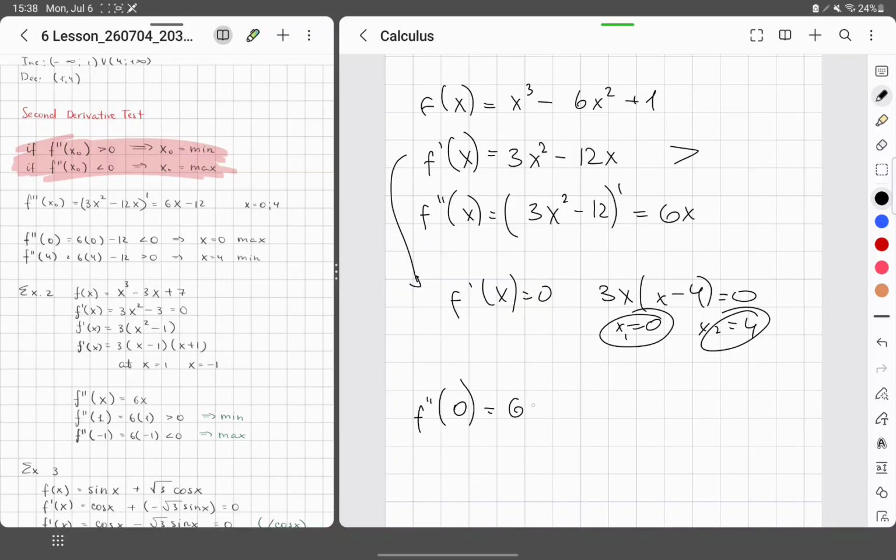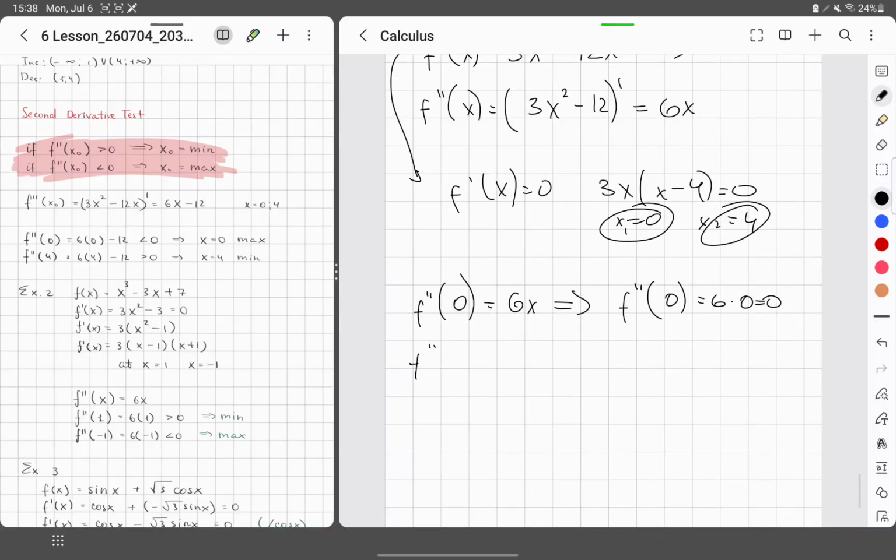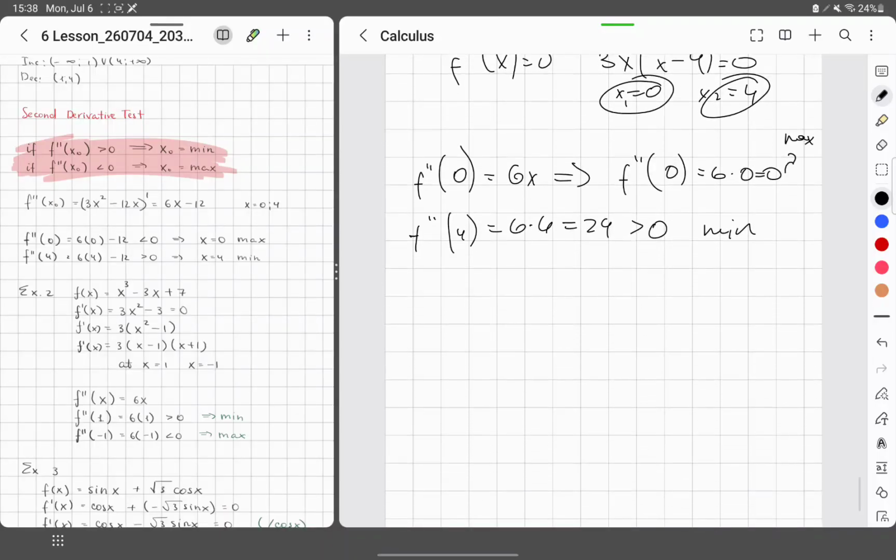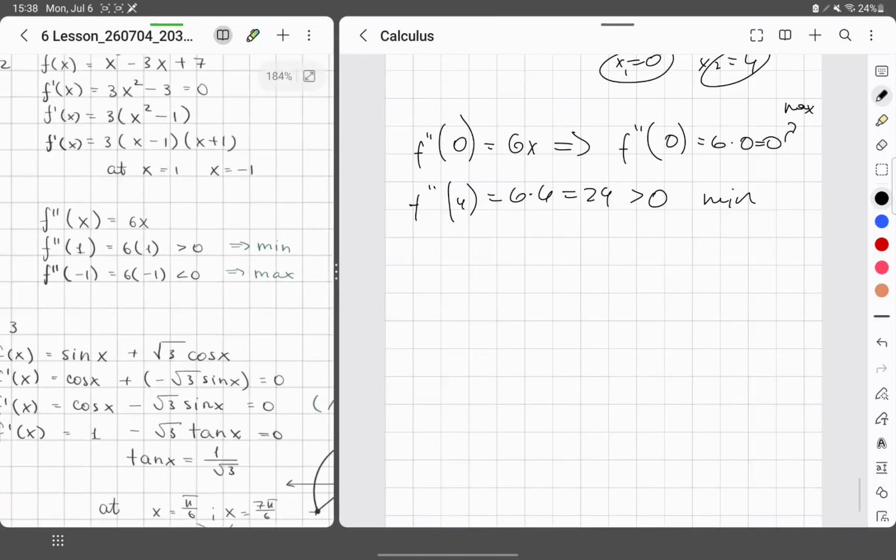So 6x is our function, and it will be 6 times 0, which is 0. What about the other one? 6 times 4 will be 24, and it's greater than 0. If it is greater than 0 for the second derivative test, it will be a minimum point, and this one will be our maximum point.